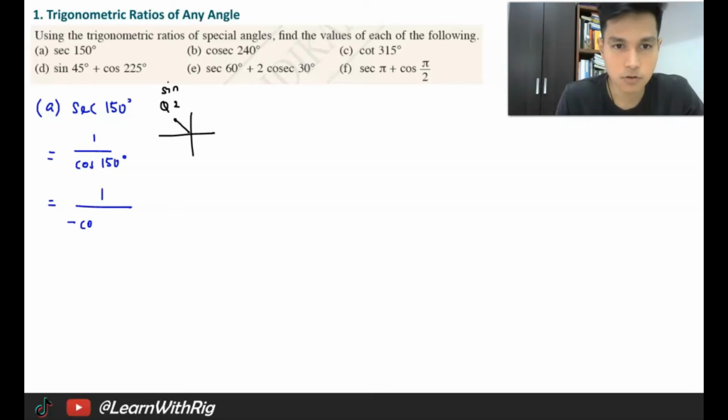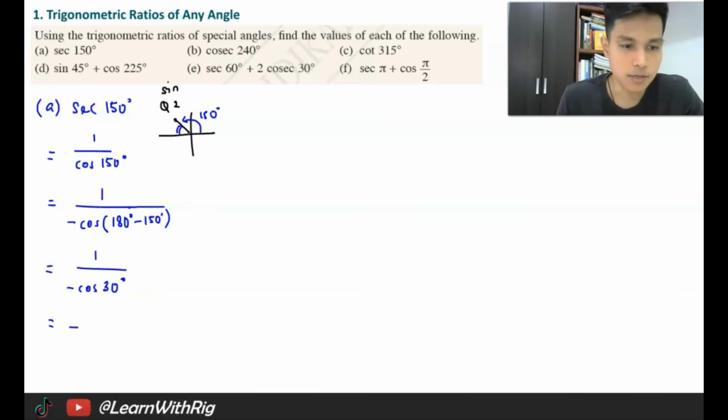So negative cos. Now change it into an acute angle. The acute angle would be 180 minus 150. So 180 is here, right? So the acute angle is here. Okay, so you get 1 over negative cos 30. So your answer would be negative 2 over √3. Okay, you can straight away use your calculator. Now, question B.